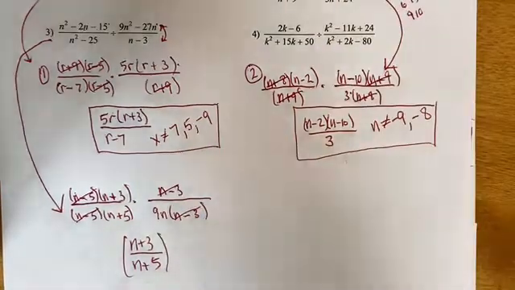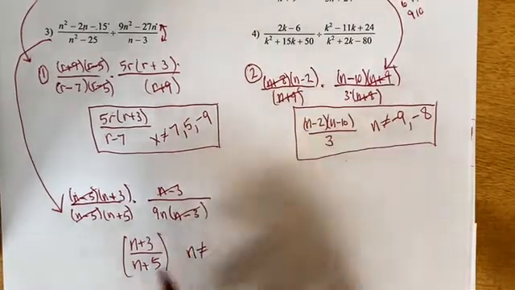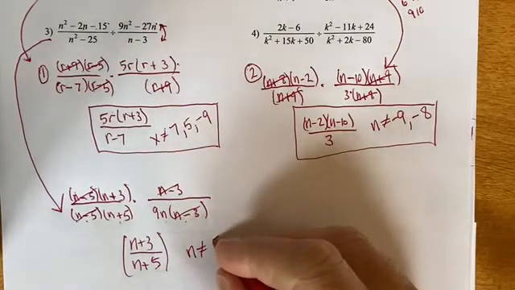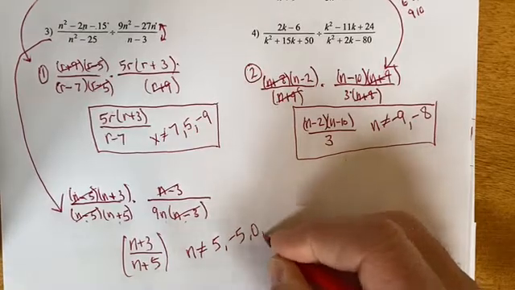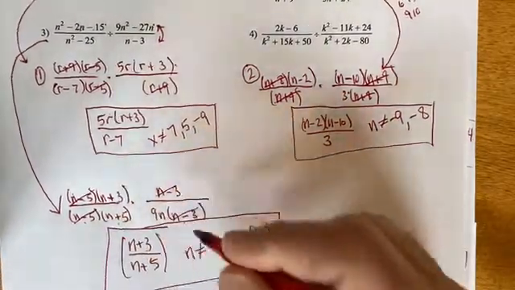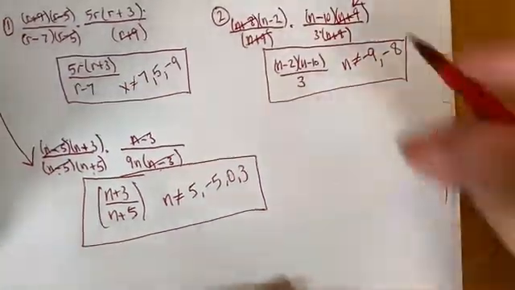Oh, I didn't need to put that in parentheses. Anyway, the excluded values for n are positive 5, negative 5, 0, and 3. And that's it. I didn't need those parentheses. I don't even know why I put them there. But it doesn't make it wrong.